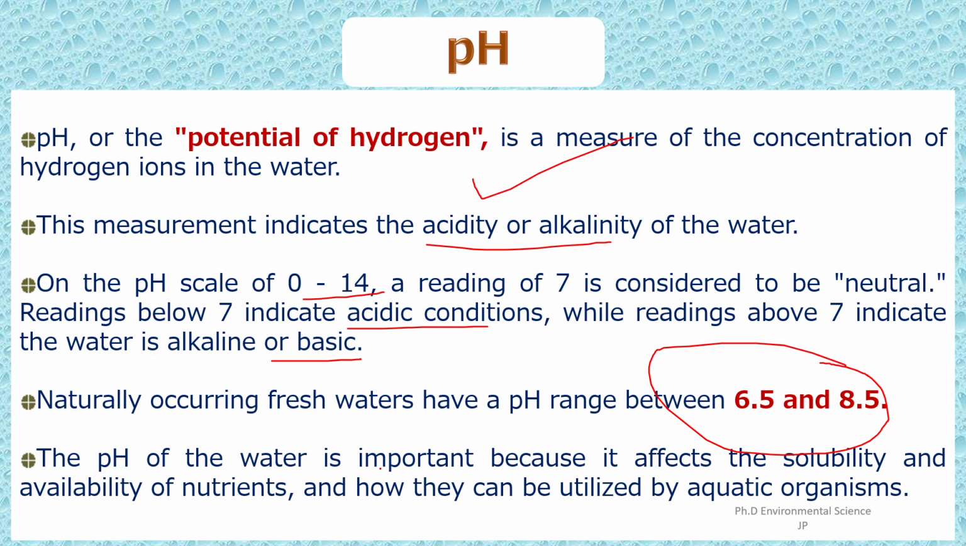pH affects the solubility and availability of nutrients such as phosphorus, nitrogen, and minerals, which are essential for aquatic organisms. Then aquatic organisms including fish and other wildlife have specific pH ranges in which they survive. Changes in pH outside their tolerance range can disrupt the ecosystem and harm aquatic life. Then pH influences various chemical reactions in water such as the breakdown of pollutants and the formation of harmful substances like heavy metal ions.